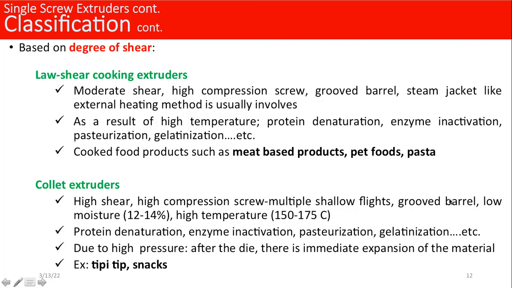Multiple shallow flights are there. So low moisture, so call it expanded food products. We have to use low moisture, right? And high temperature. So you have to read these things. I am not going to read all these things available in these slides. So you have to read and understand. So there are different types of extruders available based on its application and requirement, right?